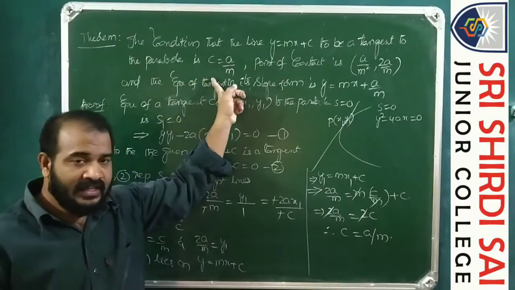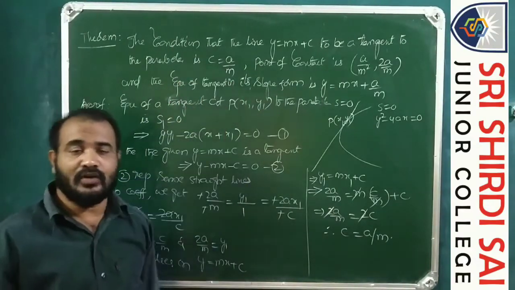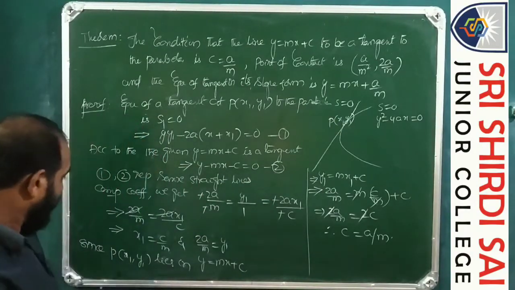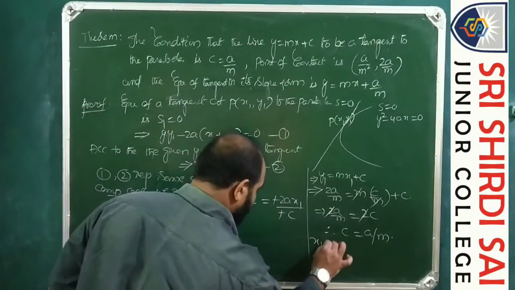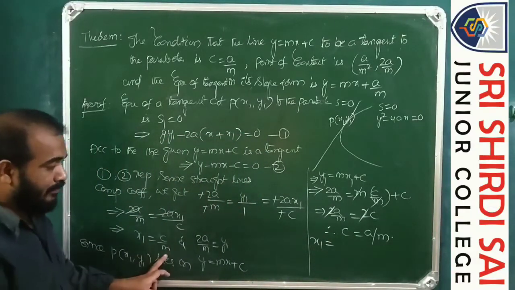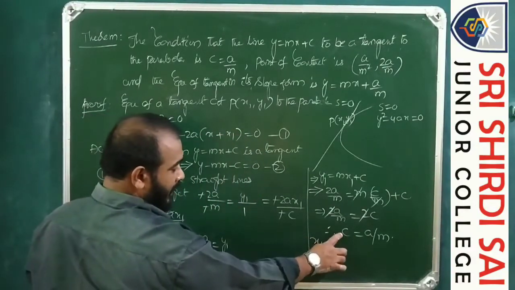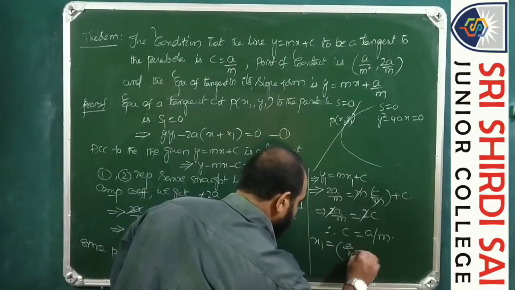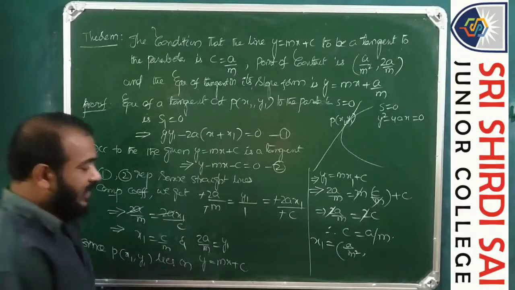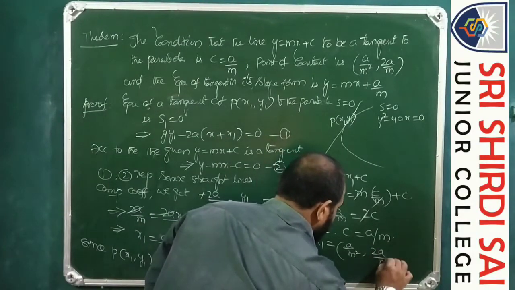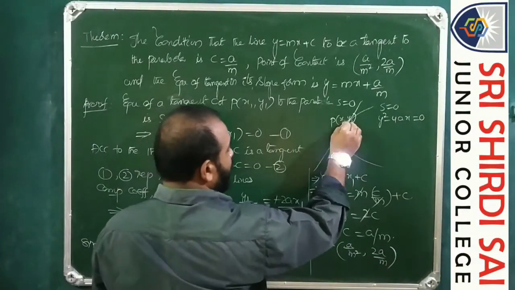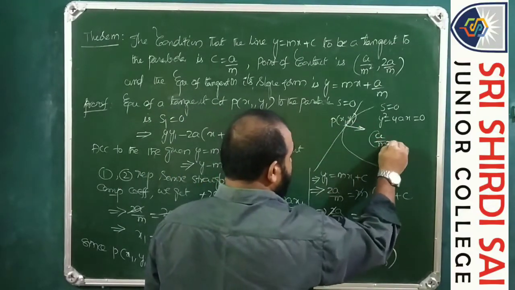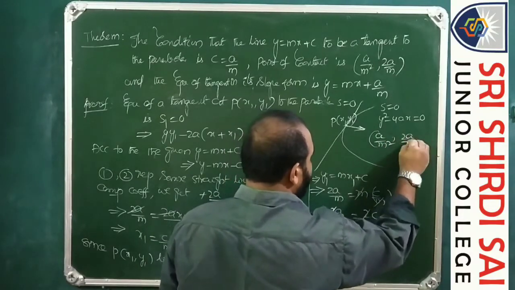This is the condition for the line y equals mx plus c to be a tangent to the parabola. And now if you substitute x1 equals c by m, c is equal to how much? a by m, by m. So a by m square, comma, y1 is 2a by m. So what is this point of contact? This point of contact P(x1, y1) is (a by m square, 2a by m).